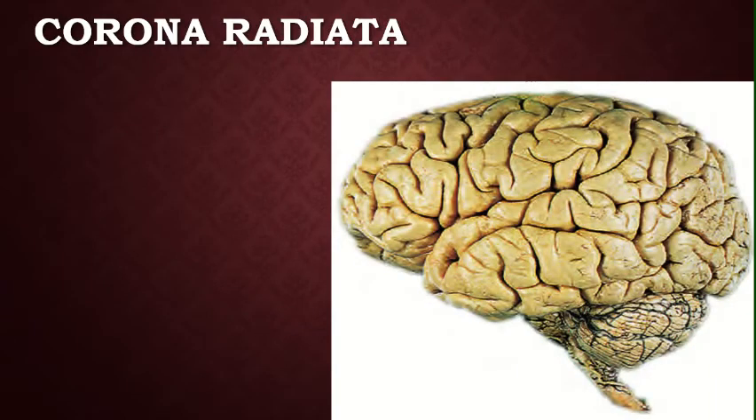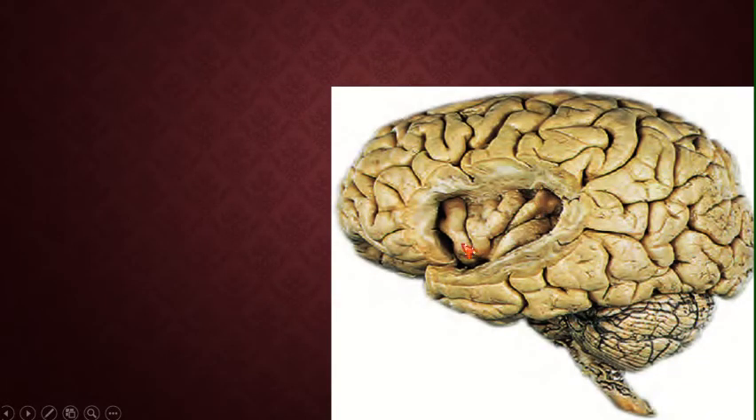Let us see the corona radiata fibers. In this picture, we can identify the full brain, and we are going to take a small part of the brain out at the level of the lateral sylvian fissure, so that we can identify the hidden part called the insular cortex. Here we can identify the gray matter, and just below that the white matter. This white color one is nothing but the white matter of the cerebral cortex.